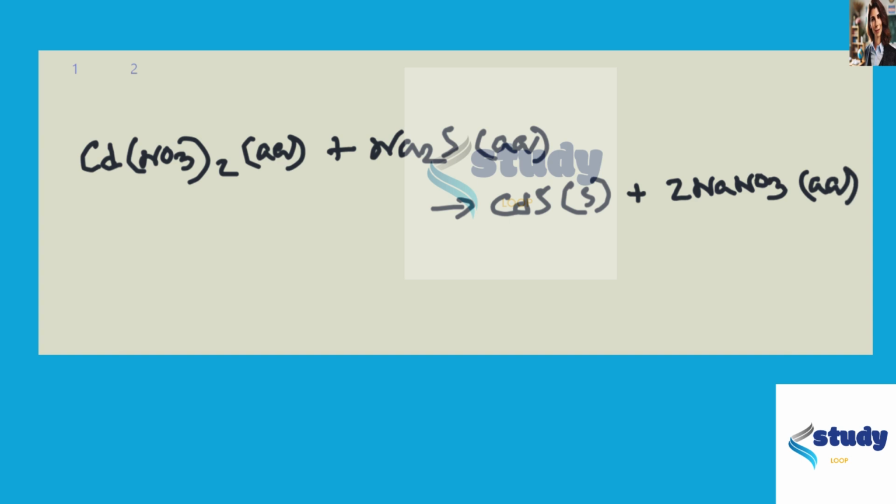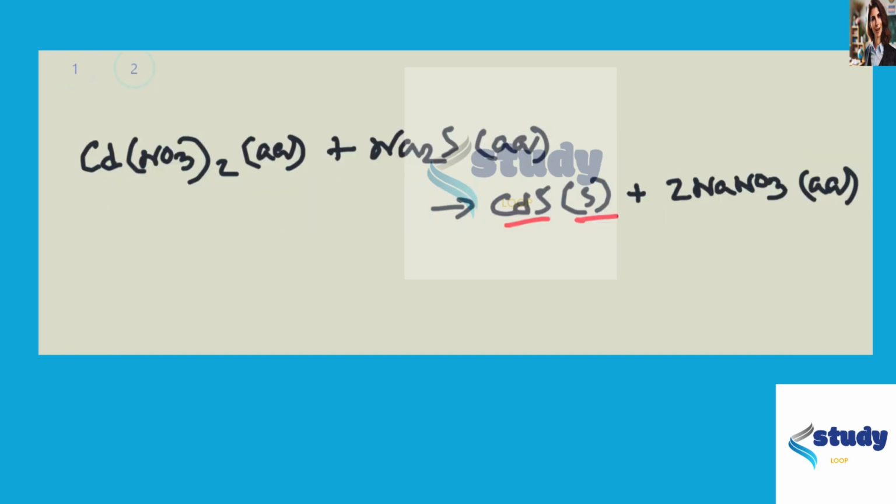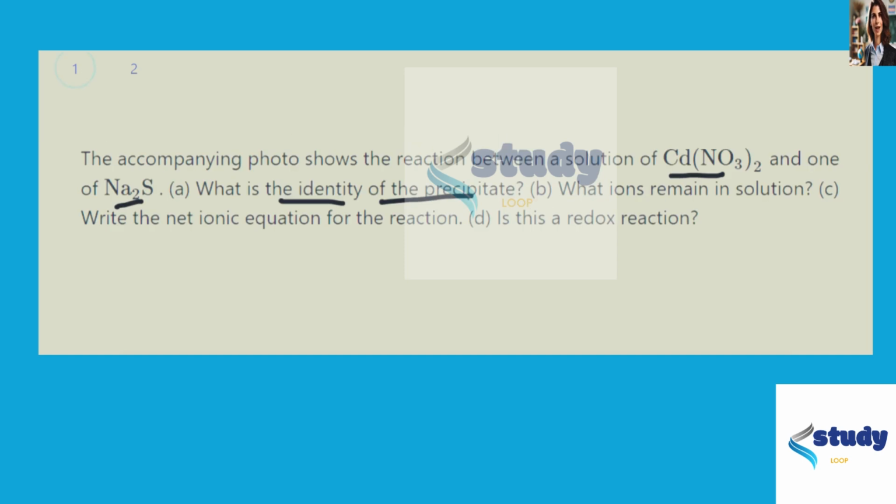be in aqueous form. So from here we can see that only the cadmium sulfide is in solid form, and as we know, those solids that are insoluble in water are the ones which form the precipitate in a reaction. That means cadmium sulfide is our precipitate, or the identity of the precipitate in this reaction.